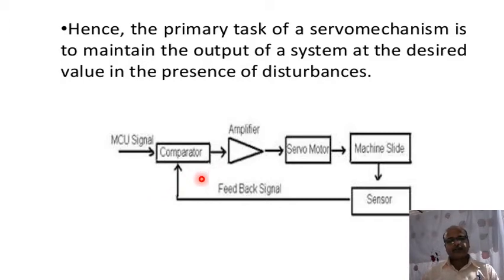So this is another block diagram of this servo mechanism. In that we can observe that there is a comparator, an amplifier, servo motor, machine, and sensors. Feedback is given to the comparator, and this feedback signal is compared with the input signal, and a new signal is generated, amplified, and given to the servo motor. Servo motor operates accordingly.